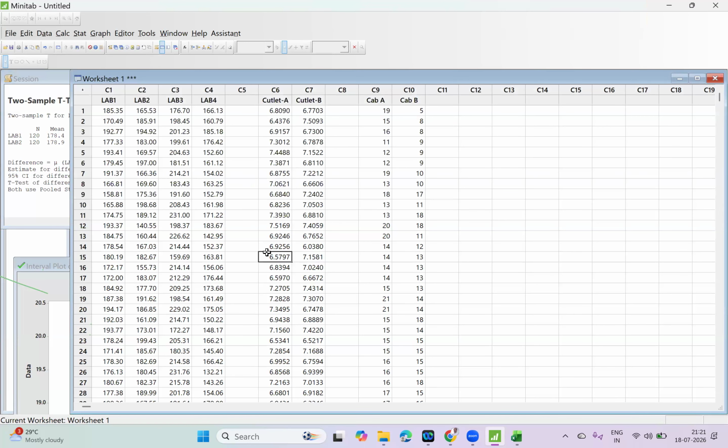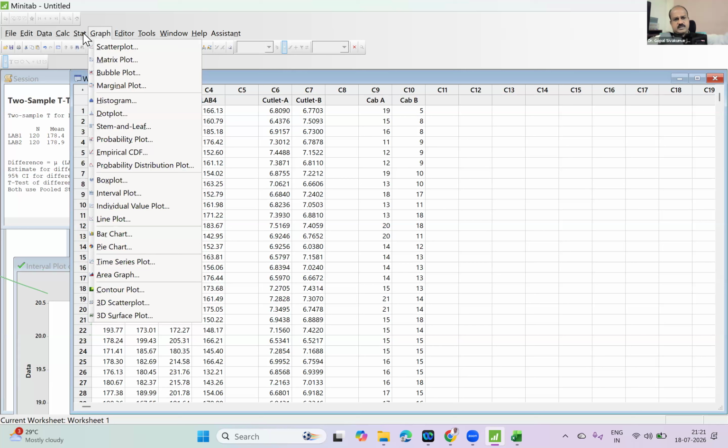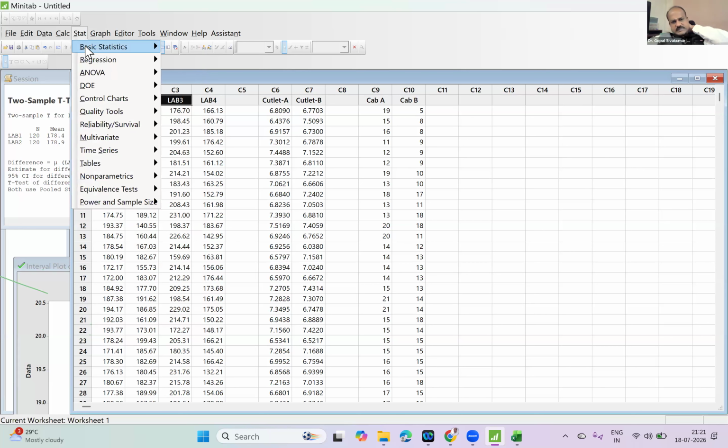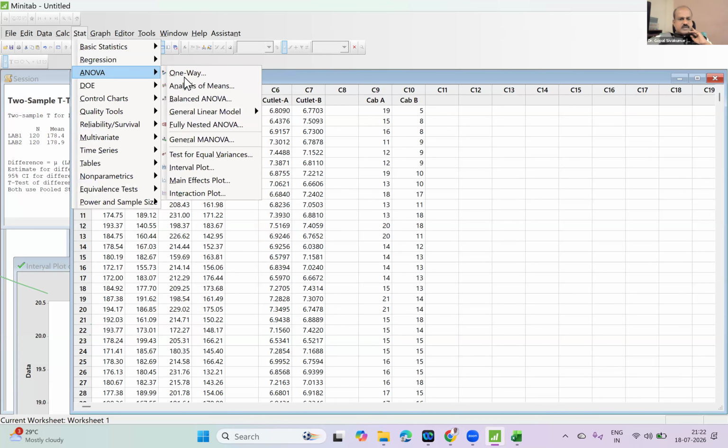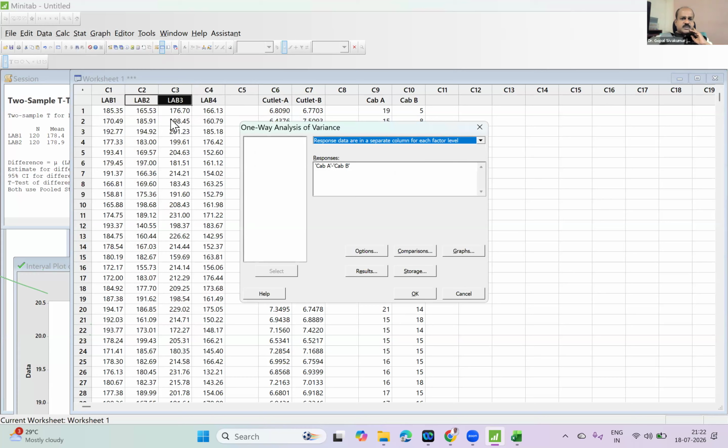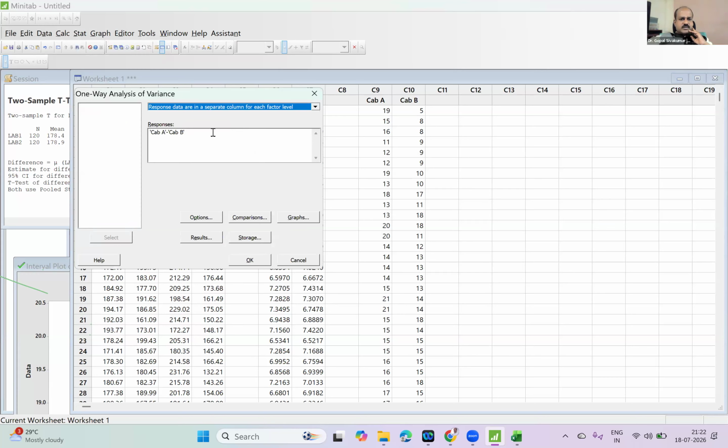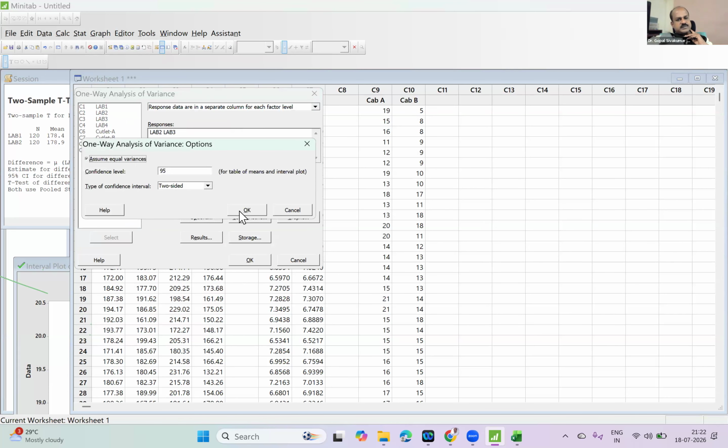Could we just check lab 2 and lab 3 instead of lab 1 and lab 2? Oh, you want to check 2 and 3? Yeah, okay, we can check. Stat, basic stat. Or when we do it in ANOVA, we get the graph also. One-way ANOVA, response data in separate columns. We want to compare 2 and 3. Options as usual.